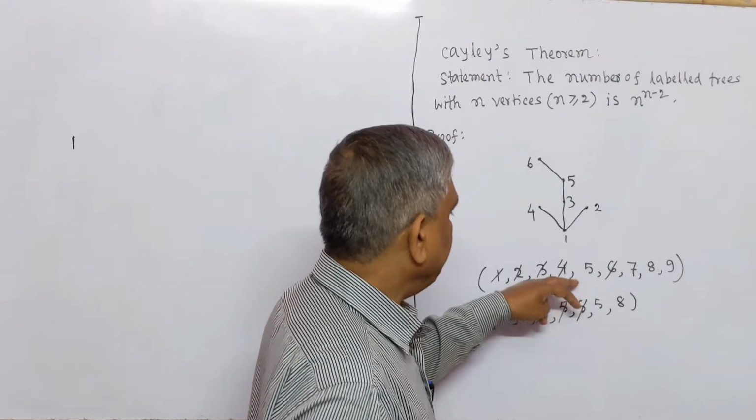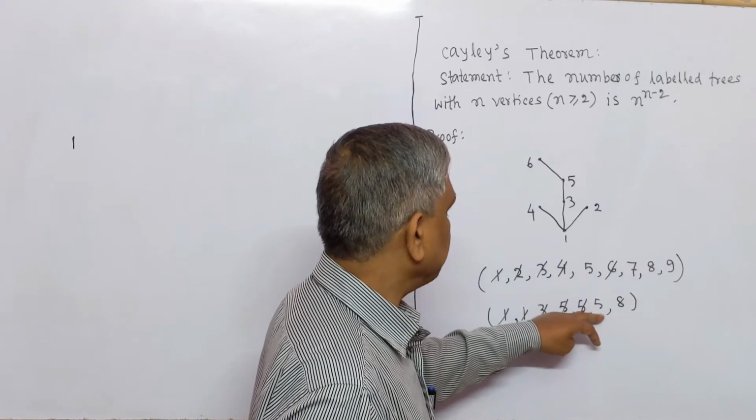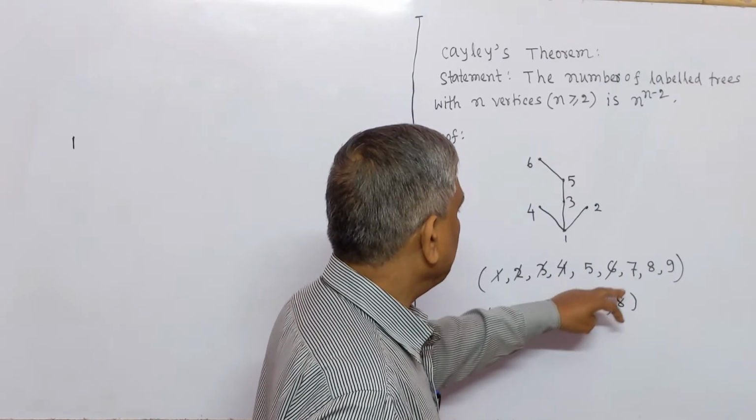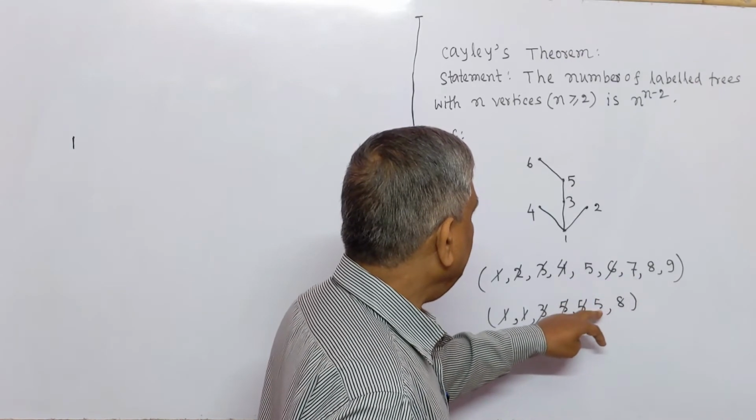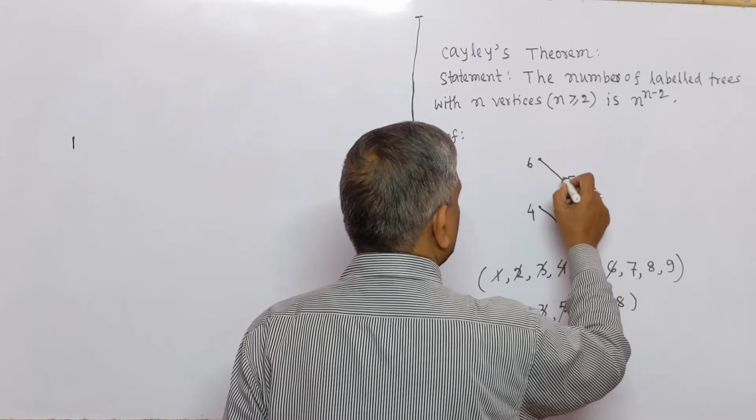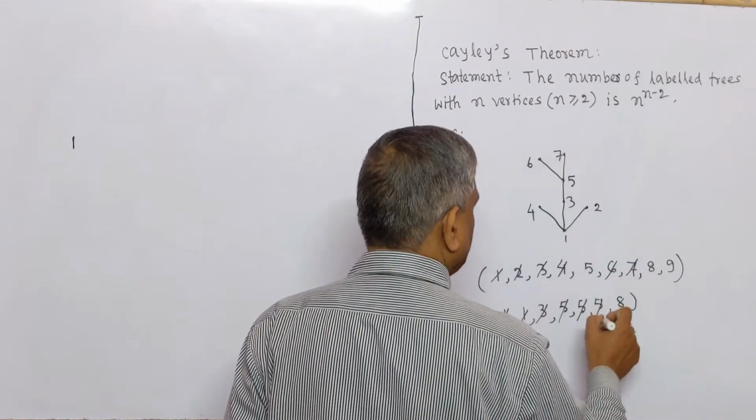Here we see a number in this sequence which is not present in this sequence. Here 7 is not present in this sequence. We take 7 and connect with 5, the first number here, 5 with 7. We cancel 7 here, we cancel 5 here.